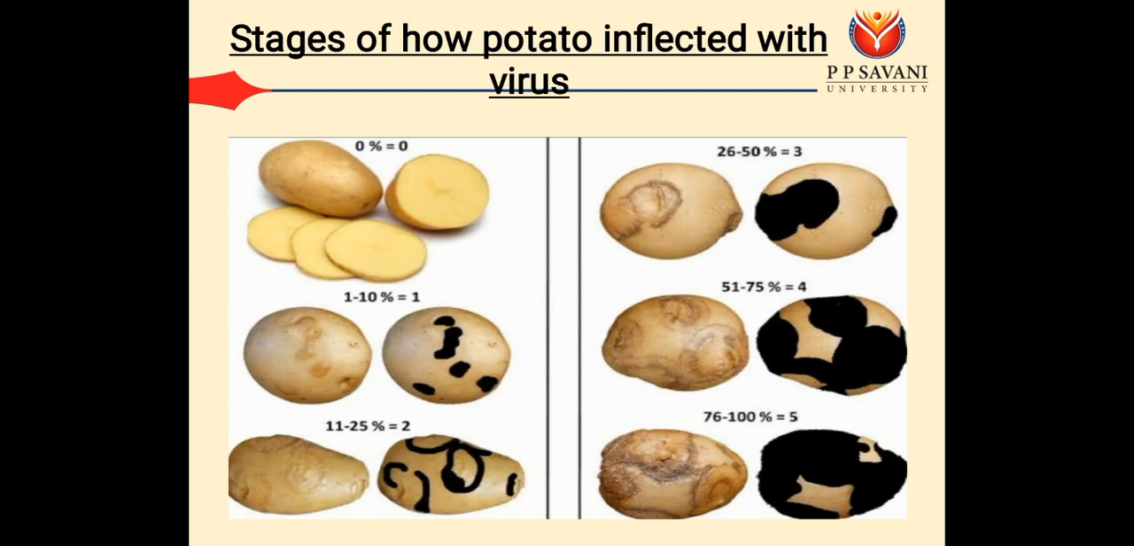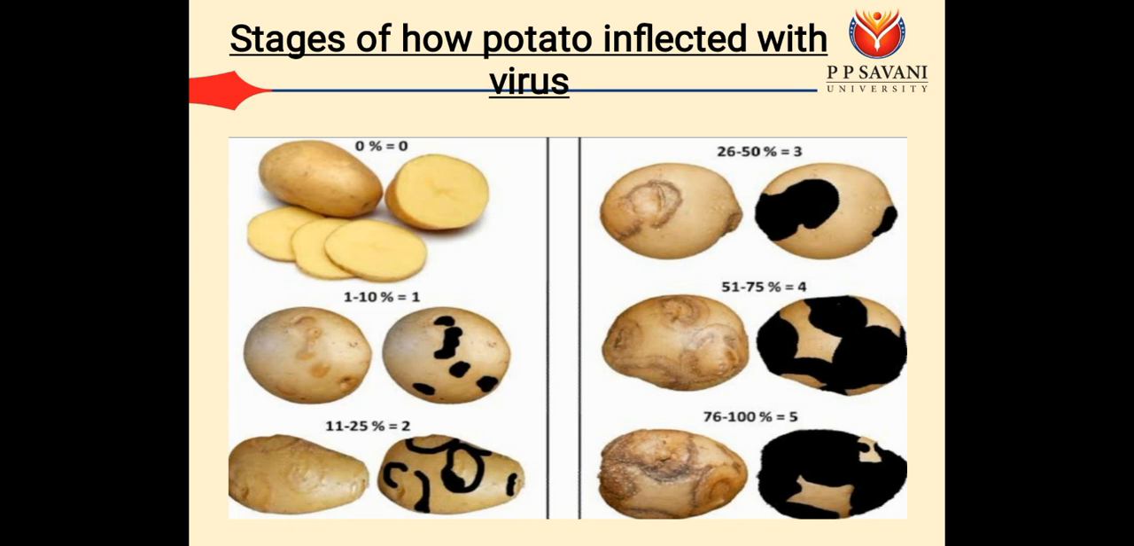These are the stages of how potato is infected with the virus. So we can see in the diagram, in the first stage, potato after 7-8 days, and after 15 days, potato damage is 11 to 25 percent.